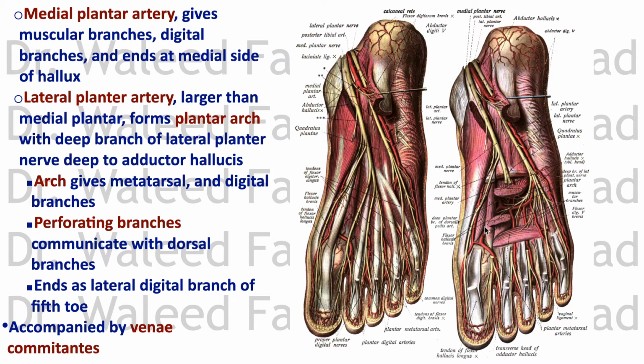Okay, the posterior tibial artery is accompanied by venae comitantes that, together with the comitantes of the anterior tibial artery, will form the popliteal vein.